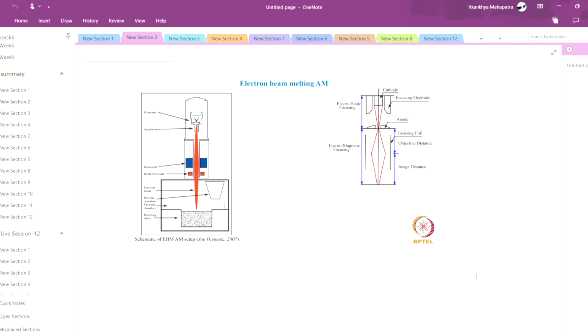Now, in electron beam melting additive manufacturing, this is the schematic you are seeing of electron beam additive manufacturing, and this is the magnified view.